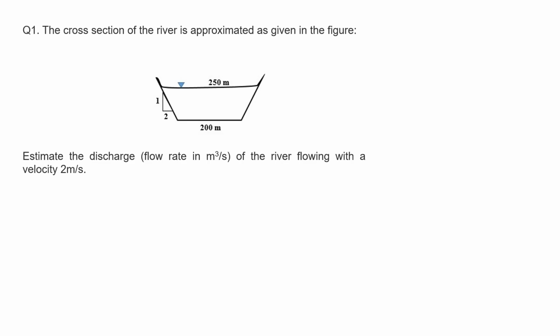In the problem, there is a cross section of a river which is approximated as a trapezoid, having a base width of 200 meter, and the width of the water at the top is 250 meter, and the side slope is 1 vertical to 2 horizontal. And for a flow velocity of 2 meter per second, we need to estimate the discharge in meter cube per second. So, in order to solve this problem, you need to have an idea of what exactly discharge is.